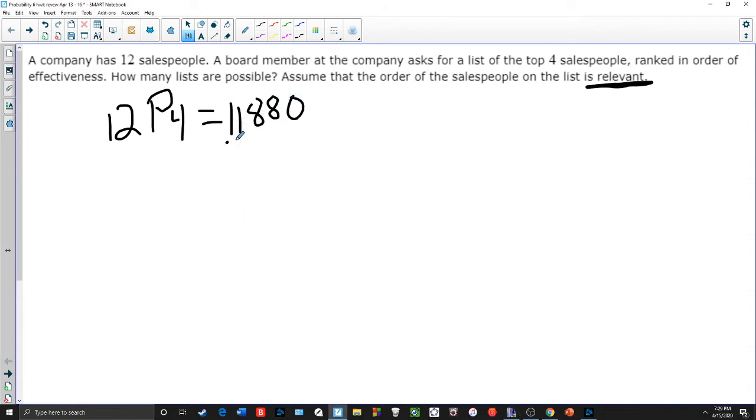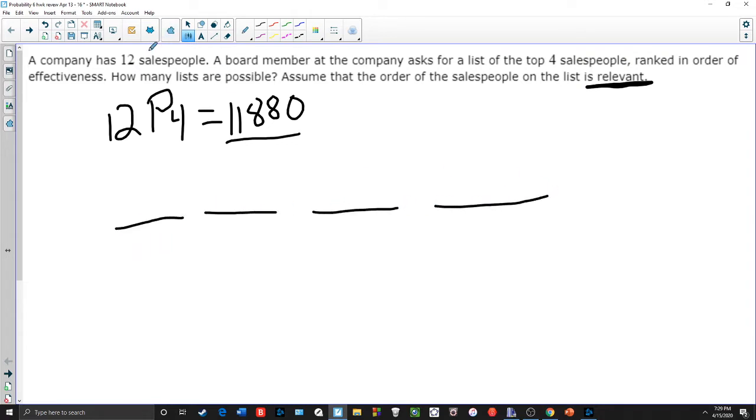And then that would be how many lists are possible, because again, the order is relevant. So when you switch the order, that means obviously somebody else is ranked first. So if Billy was first on the list, and then if we put him second, that means something different. That means he's second most effective rather than first most. Or you can think about this in terms of a list as well. So think about it as you have 4 spots.